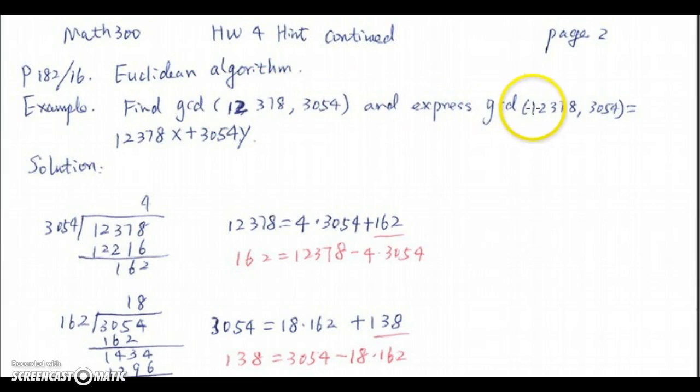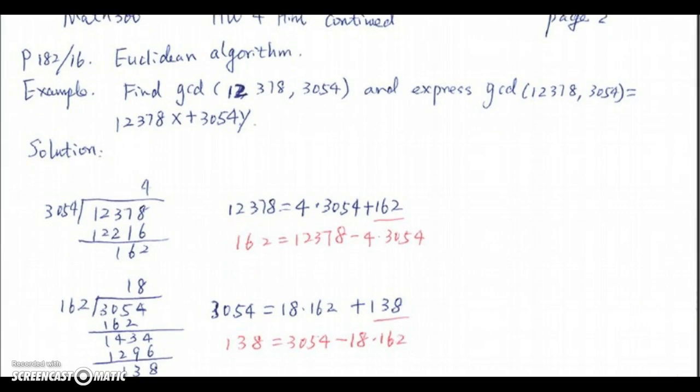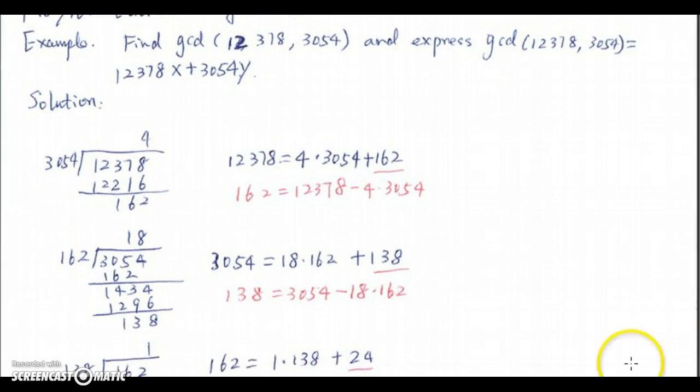And the second part is, when we get the greatest common divisor, can we write it as the first number times an integer, x, plus the second number times another integer, y? We need to find out what x and y are. So this is how the Euclidean algorithm finds the greatest common divisor.